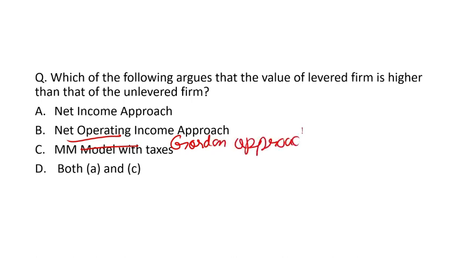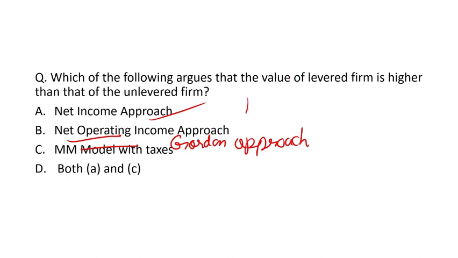So if you see, it is asking about the levered firm. Levered firm means what? The company who has taken debt or who is using debt. So it is also called a levered firm. The value of the levered firm will be higher. The company who is using debt will have a greater value as compared to the company who is not using debt. So this is basically said in the net income approach.